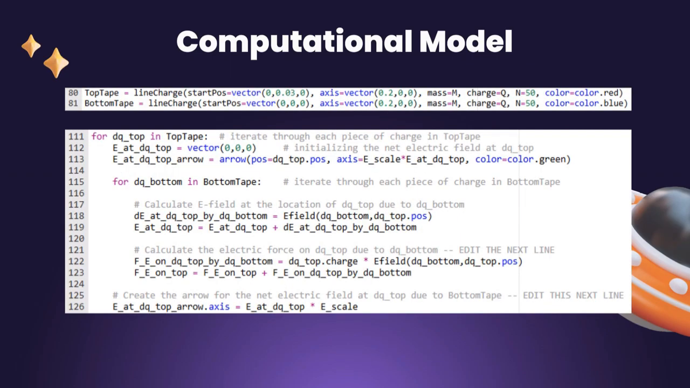Continuing that, we have the top tape and the bottom tape as they are going to be visualized in the coming results. And for the next snippet, we're calculating the electric field and the electric force on the top due to the bottom in both those lines of code in that nested for loop. So basically we're calculating that for each charge on the line. That's what these for loops are for, to continuously calculate that as the program runs.